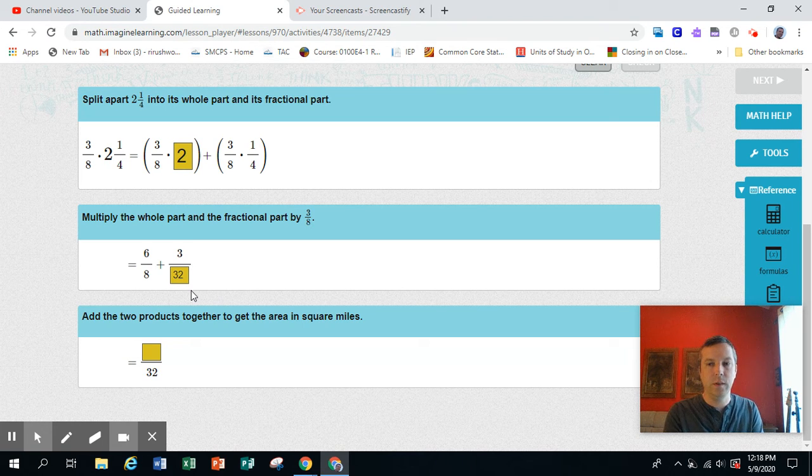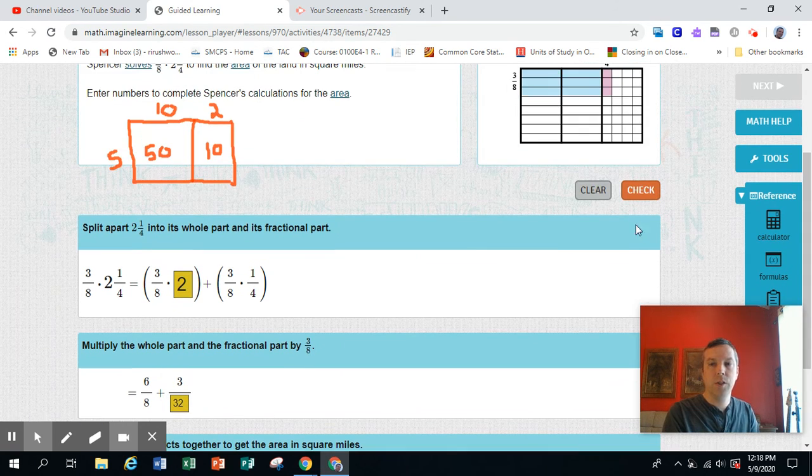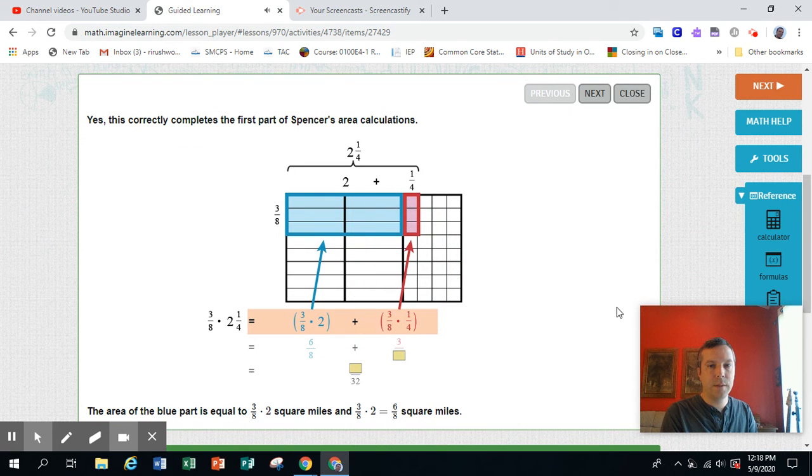You have to find equivalent fractions. I'm not going to go over how to do that here, but if you find an equivalent fraction for 6/8, you can make it into 32nds. You will find that it is 24/32 because 8 times 4 is 32 and 6 times 4 is 24. 24/32 plus 3/32 is 27/32. If I'm right, let's check. Yes. So take a look at that diagram, and it will go over how we are correct.